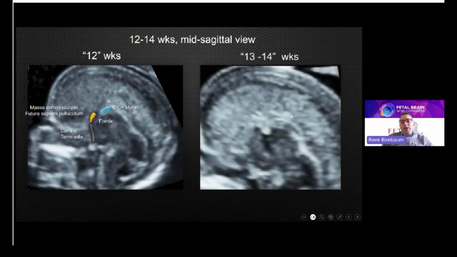Now, what happens just 1 week or 10 days after, approaching 14 weeks? Again, we recognize the third ventricle, we recognize the tela choroidea and the hypoechoic area of the Monro, because fluid is coming from the lateral ventricles through the Monro into the third ventricle. And again, we put our eyes anteriorly, we take it away, and now we see the lamina terminalis, the anterior wall area. We know that the fornices are crossing here, we don't see them. We see the massa commissuralis, as I showed you before, but now, as opposed to what happened at 12 weeks, when you approach 14 weeks of gestation, you start to see this hypoechoic area here.